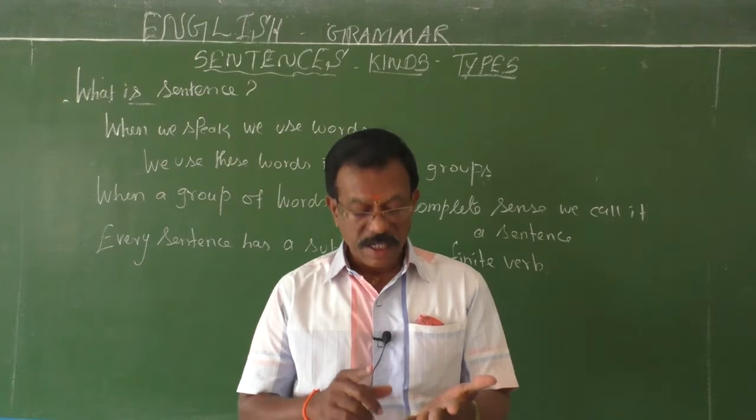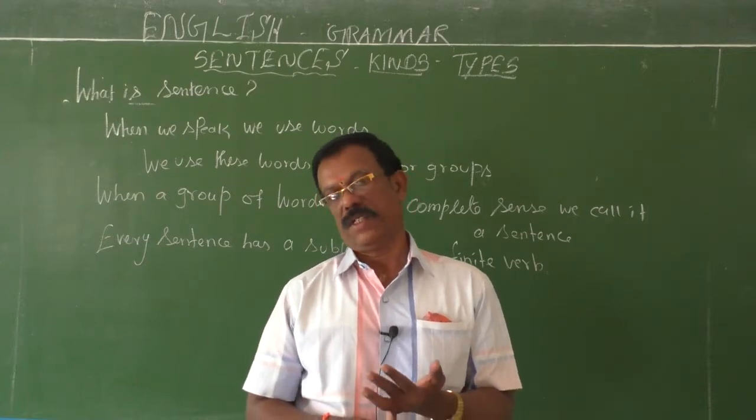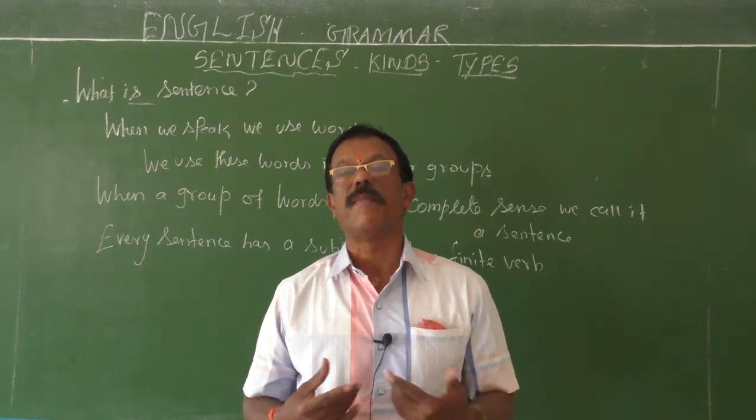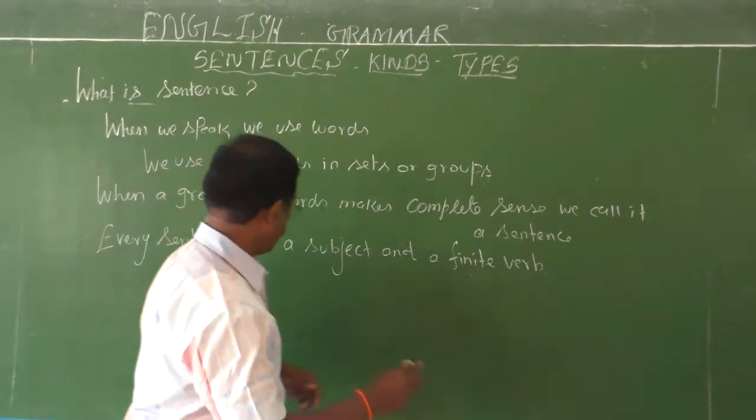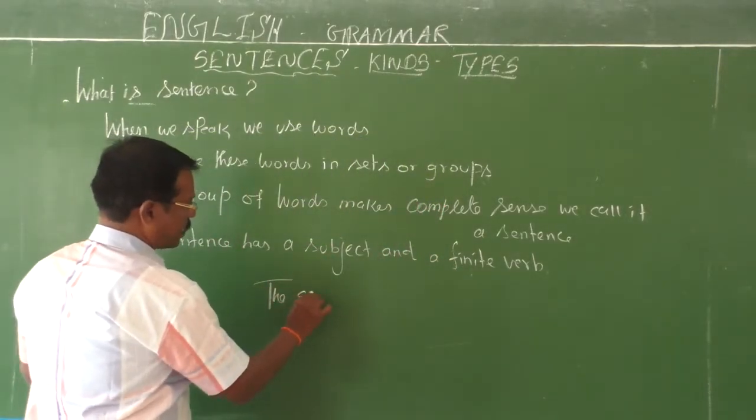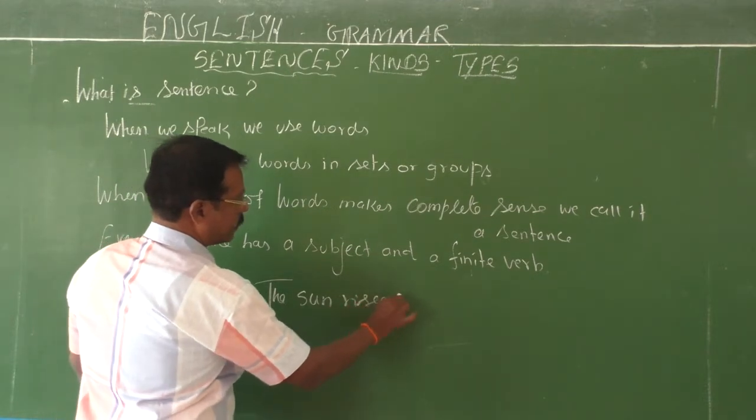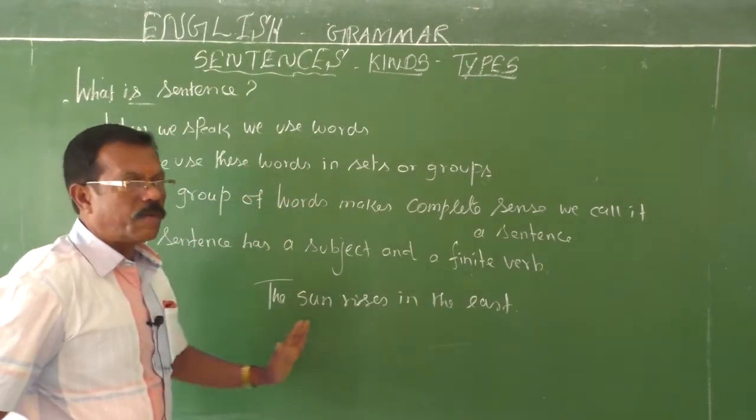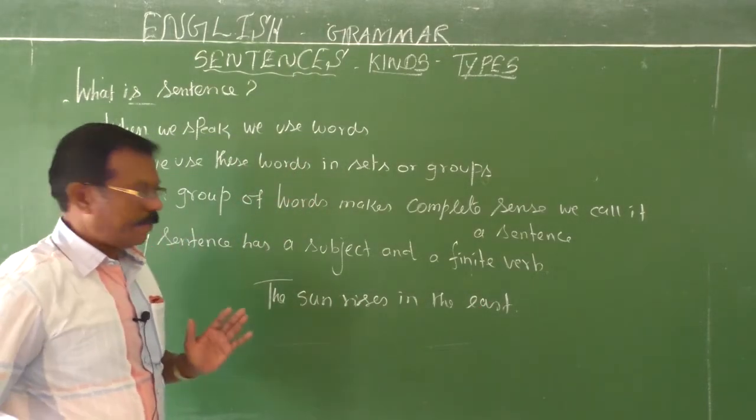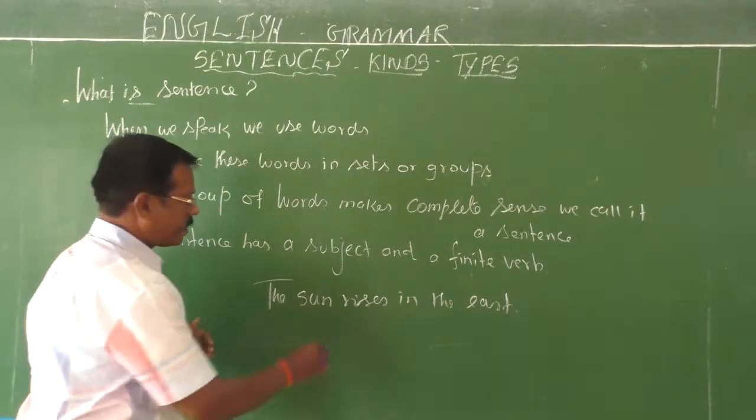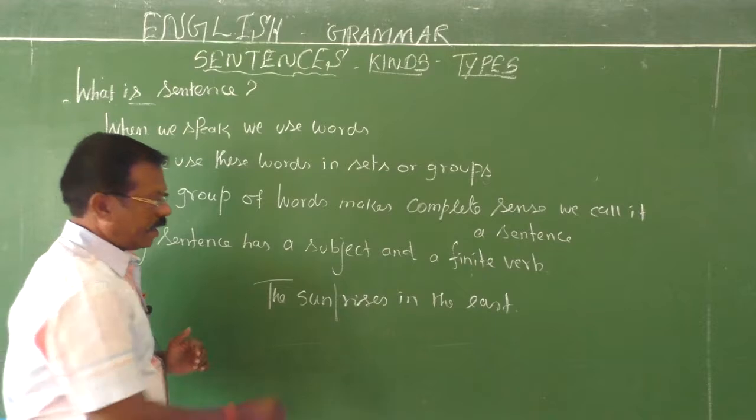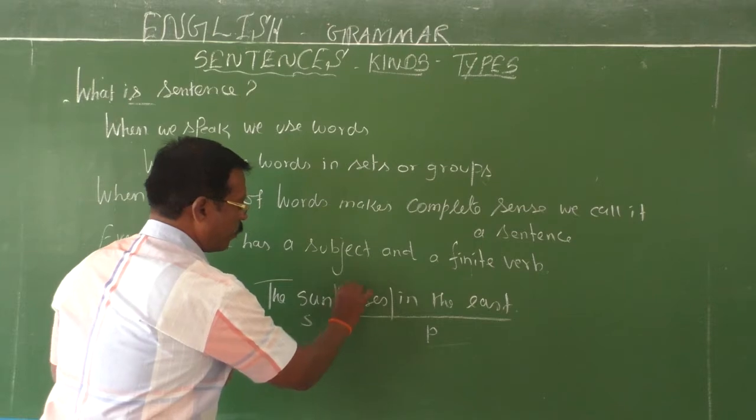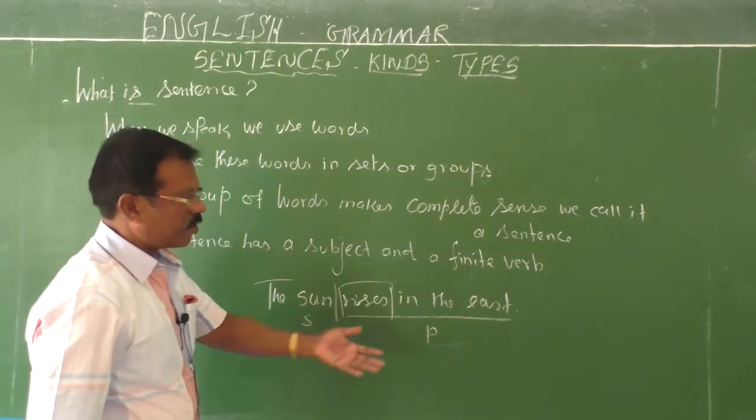That's important children. It should have its own subject. That group of words should have a finite verb. Then it should complete the sense. For example, suppose the sun rises in the east. I call this group of words a sentence because it consists of a subject, the sun, and this is the subject part. This is the predicate. In the predicate we have a finite verb, rises, and all other words also.